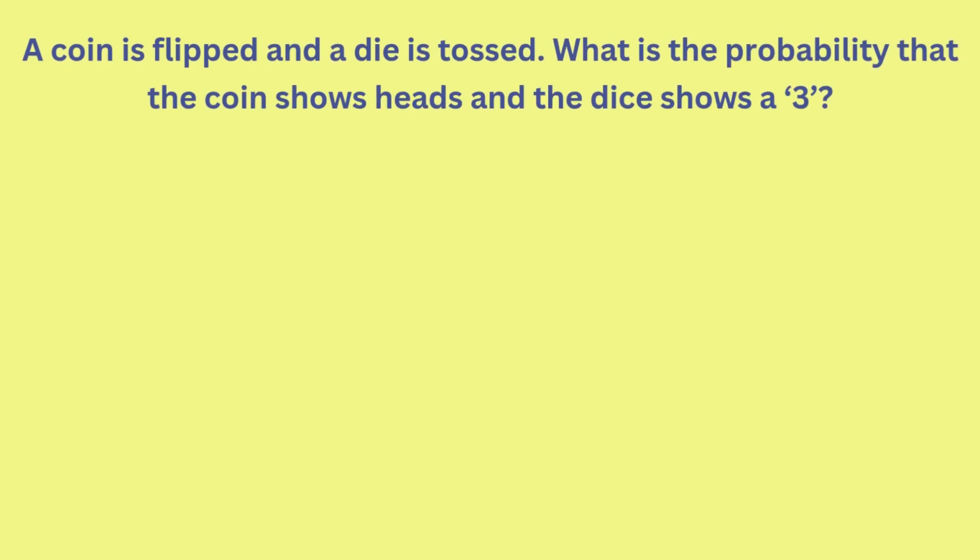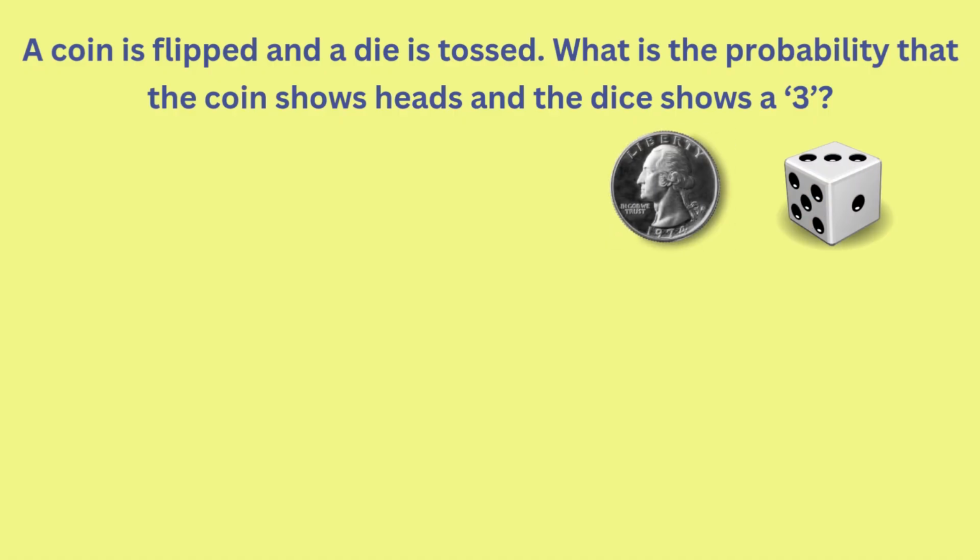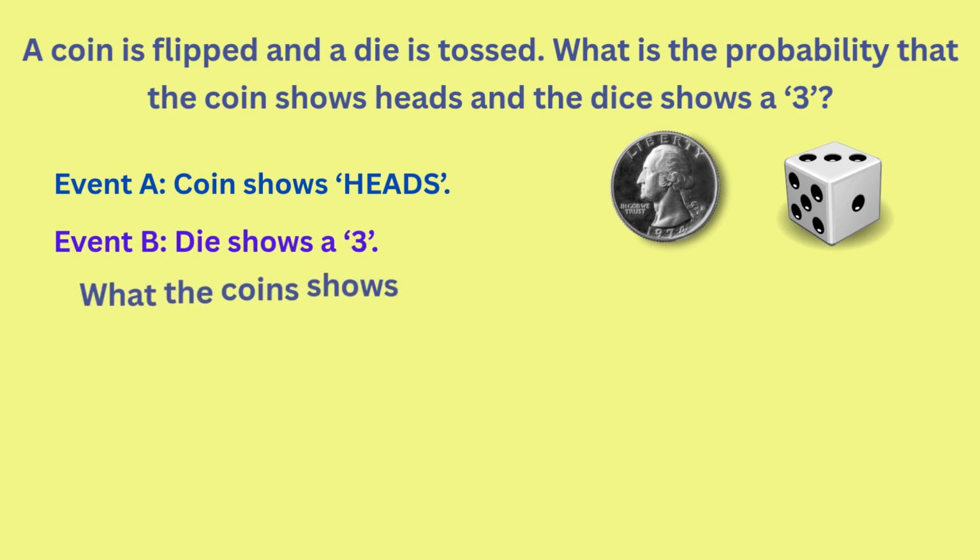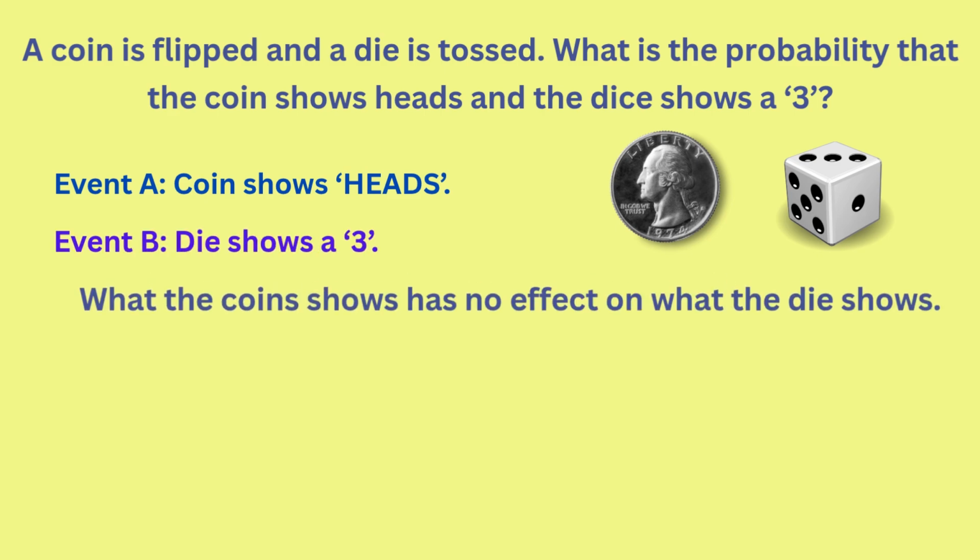For example, a coin is flipped and a die tossed together. What is the probability that the coin shows head and the die shows 3? Let's call heads A and call 3 B. What the coin shows has nothing to do with the value shown on the die. Hence, the events are independent.